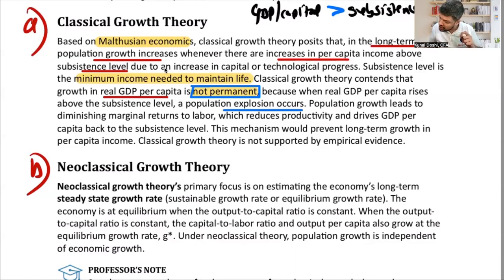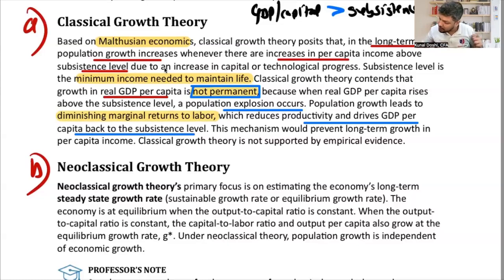So assuming that the population can easily grow with high GDP per capita, if that happens, then that will lead to diminishing marginal returns to labor, which means what? It will reduce productivity and drive the GDP per capita back to subsistence level. So basically, the GDP per capita growth rate is not sustainable. Why? Because the population will also grow, and per capita GDP will come back to the normal level, right?